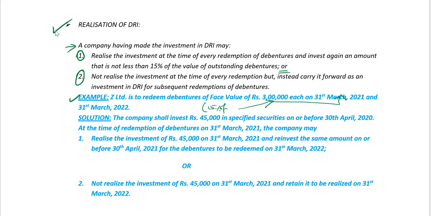Now at the time of redemption of debentures on 31st March 2021, the company may, as the first option, realize the investment of 45,000 rupees on 31st March 2021 and reinvest the same amount on or before 30th April 2021 for the debentures to be redeemed on 31st March 2022. Or the second option is to not realize the investment of rupees 45,000 on 31st March 2021 and retain it to be realized on 31st March 2022.